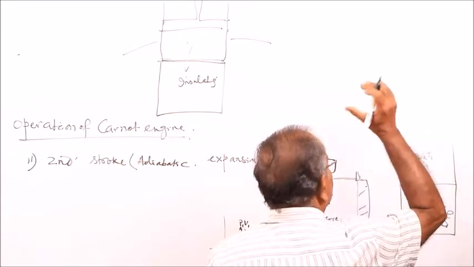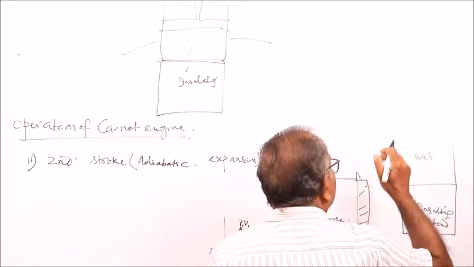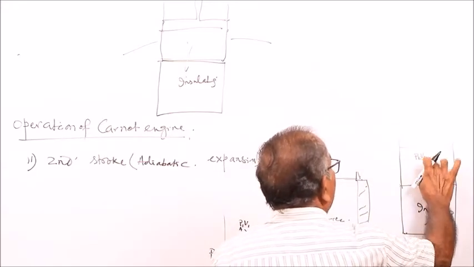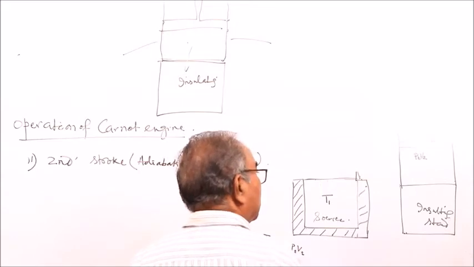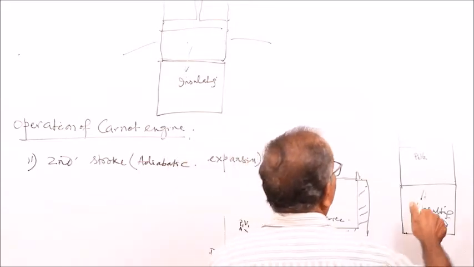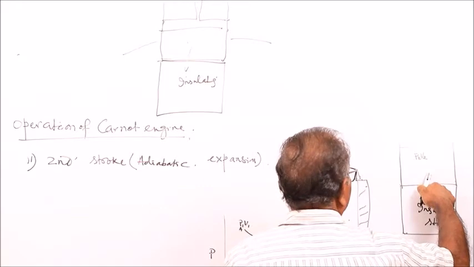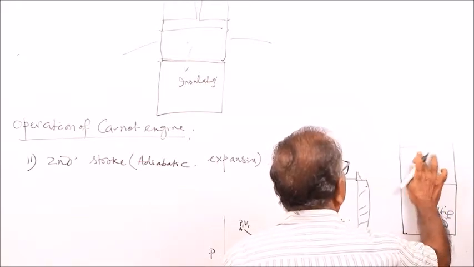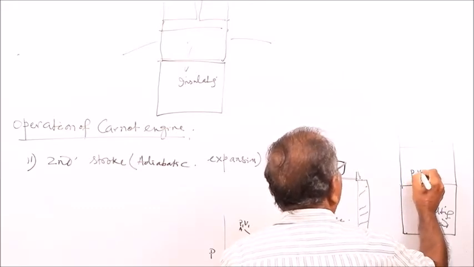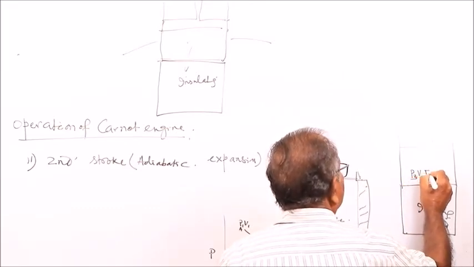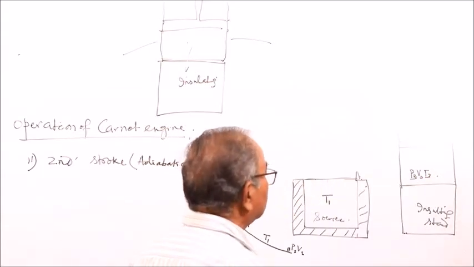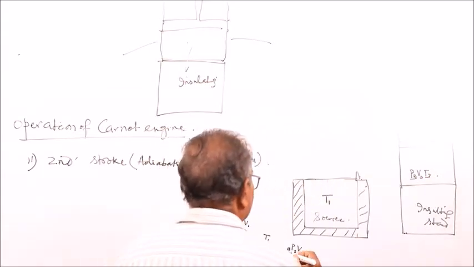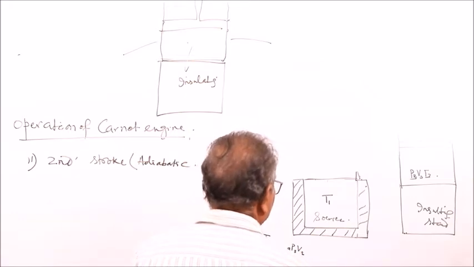Because of the volume change, the temperature gradually falls, and pressure and volume change. This process continues till it attains the temperature T2. Pressure is P3, volume is V3, and temperature is T2. This is adiabatic expansion, and that is indicated by graph BC.